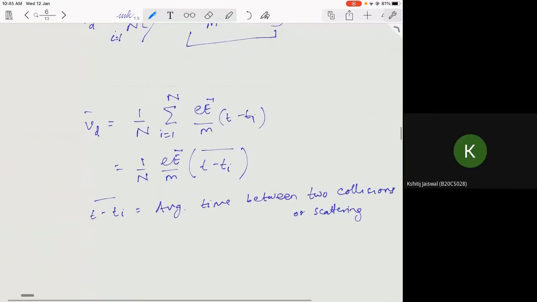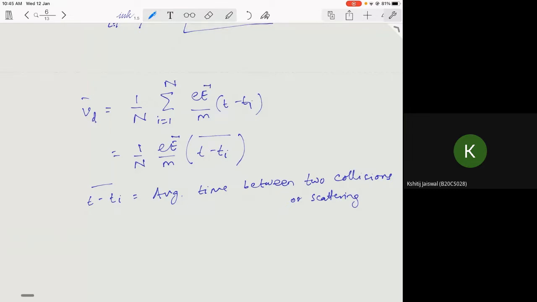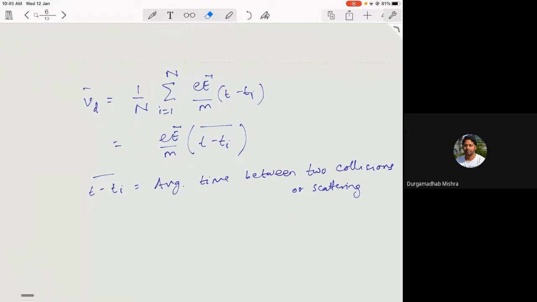Sir, if you have taken the average of t minus ti, is there a need of the 1 by n factor there? No, I think we don't need to put it here. So this we can write as eE by m times the average of (t minus ti). Okay, so we don't need to write n here. So this is the average time between two collisions or scattering, and this is represented by a term tau.